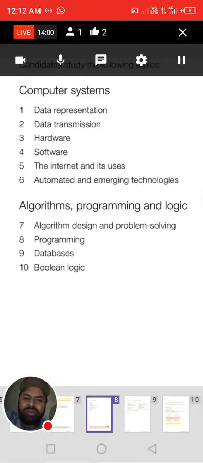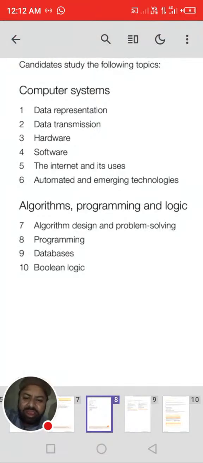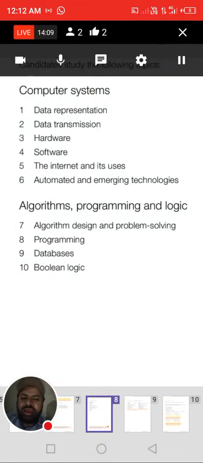We will go into depth according to our syllabus given in Cambridge, and we will follow some books as well to cover our topics.